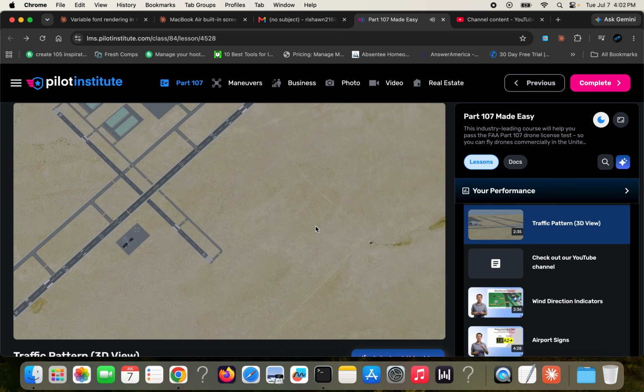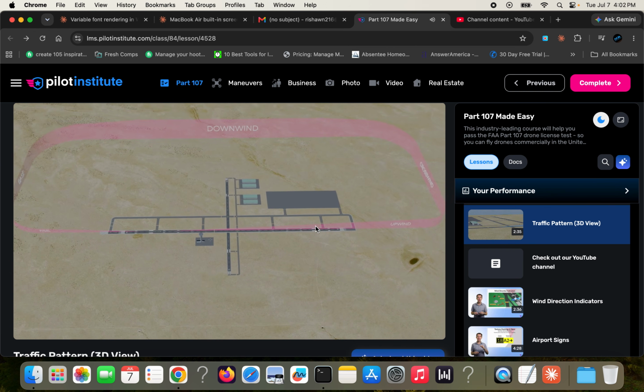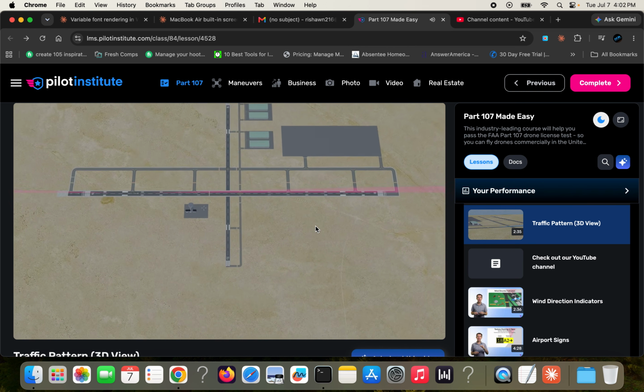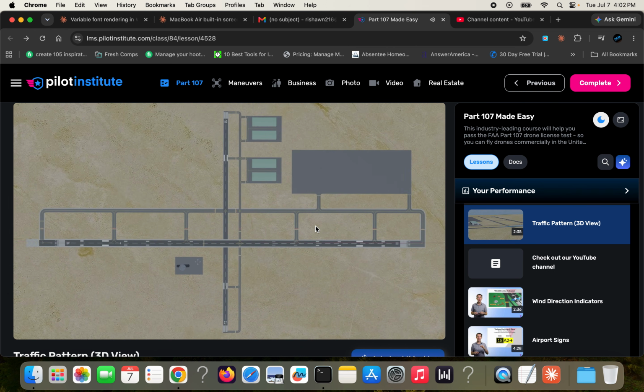Now on the big runway, the north-south runway, which is the one we're looking at right now, we have the same exact thing. We have our upwind, we have our crosswind, we have our downwind, and we have our base and final. And so that's the entire airport.